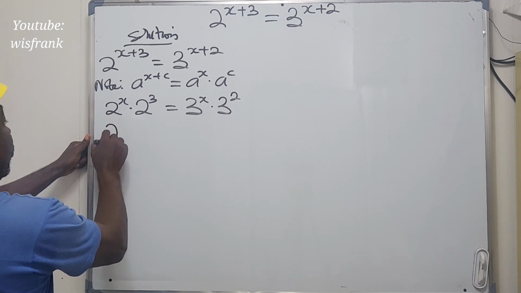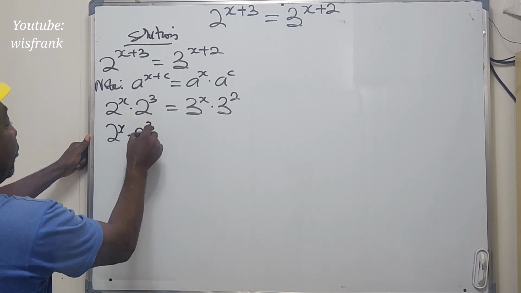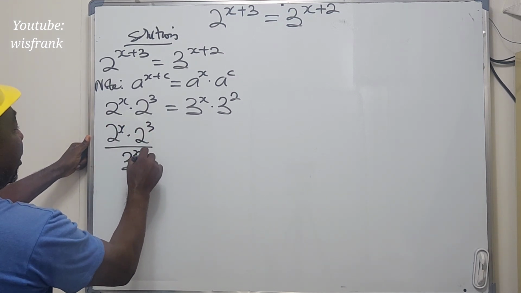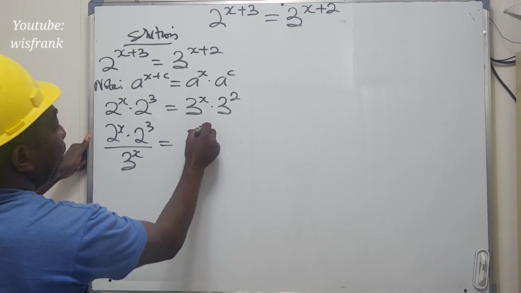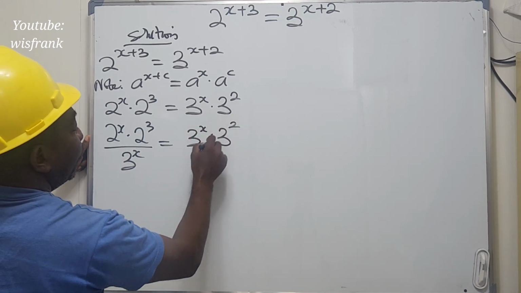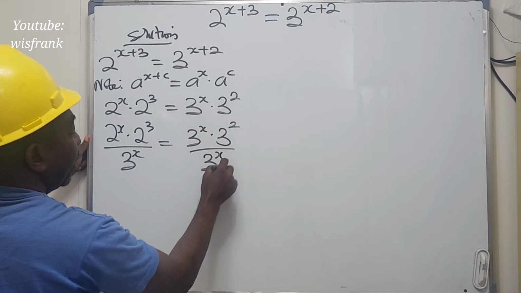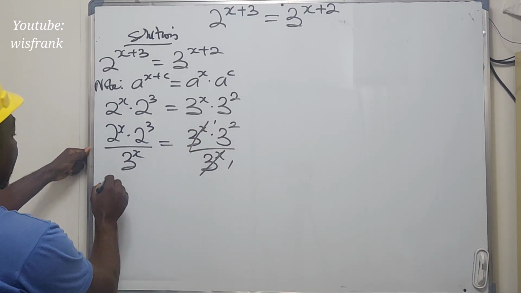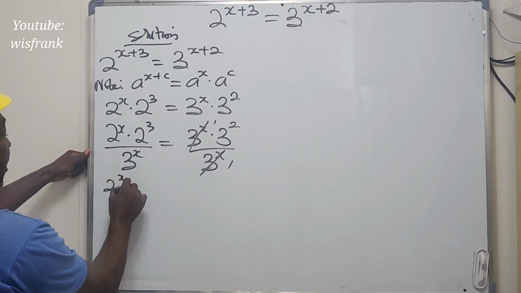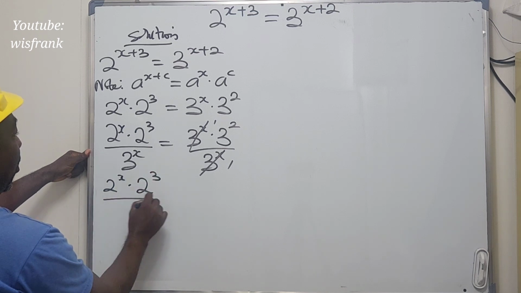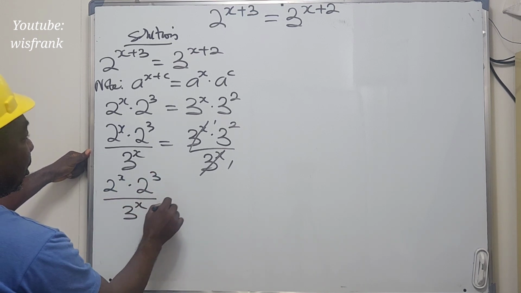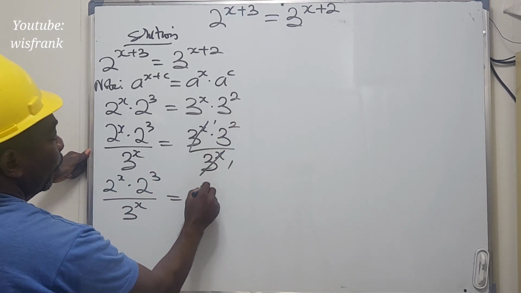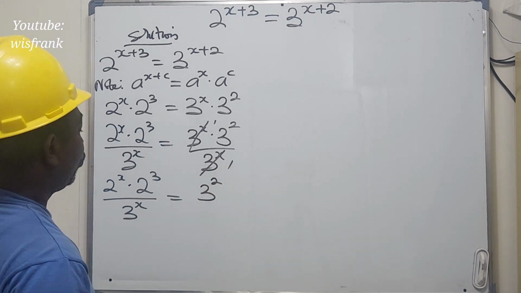This will become 2 to the power of x times 2 to the power of 3 all over 3 to the power of x equals 3 to the power of x times 3 to the power of 2 all over 3 to the power of x. This will cancel here and this will cancel here. We are now left with 2 to the power of x times 2 to the power of 3 all over 3 to the power of x equals 3 to the power of 2.